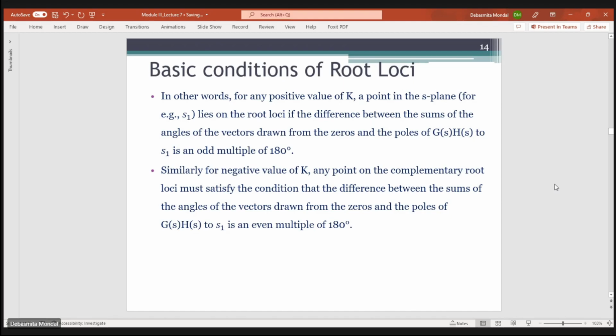In other words, for any positive value of K, a point in the S-plane, for example S1, will lie on the root locus if the difference between the sums of the angles of the vectors drawn from the poles and zeros of G(s)H(s) to that point S1 is an odd multiple of 180 degrees. Similarly, for a negative value of K, a point will lie on the complementary root loci provided that this difference is an even multiple of 180 degrees.